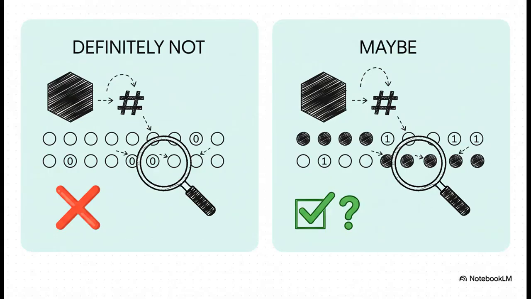Okay, this right here is the heart of the whole thing. So let's really lock this in. When you check an element, you hash it, and you look at the bits it points to. If even one of those bits is still a 0, then game over. You have a 100% dead certain answer. That element was never, ever added to this set. It's impossible. But if all the bits are 1, then you get your maybe. It's probably in the set, but there is that tiny chance that those bits were flipped on by a combination of other elements, and that small chance is our false positive.